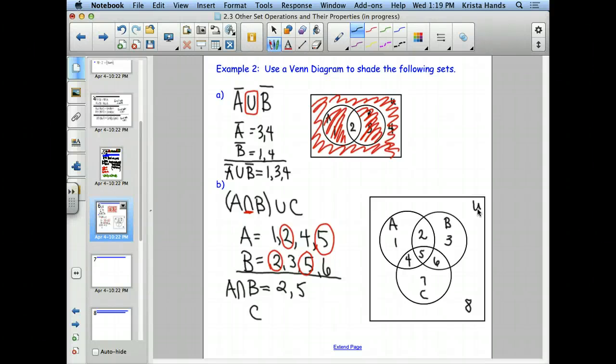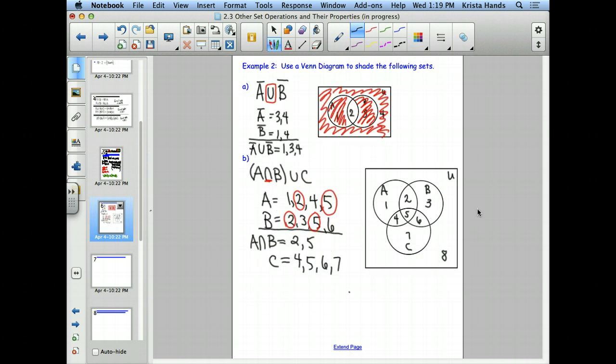So the next thing I'm going to do is list out C below this. And I'm going to list all the things that are in circle C. So what is in circle C? 4, 5, 6, and 7. And now I'm supposed to do the union. What does union mean?